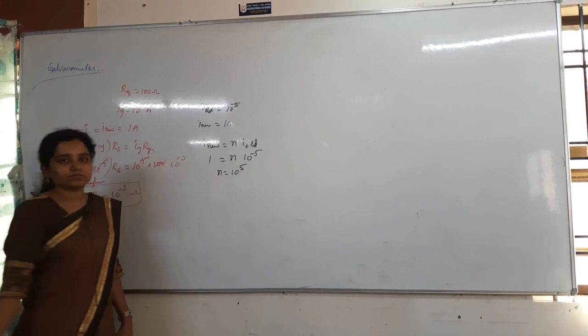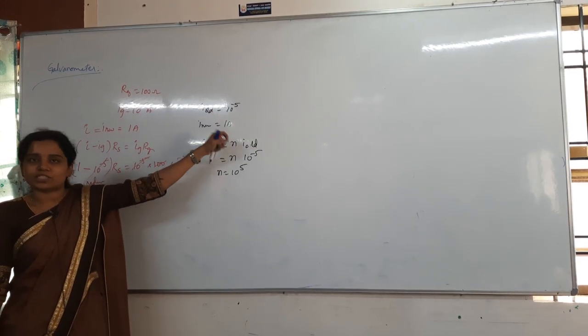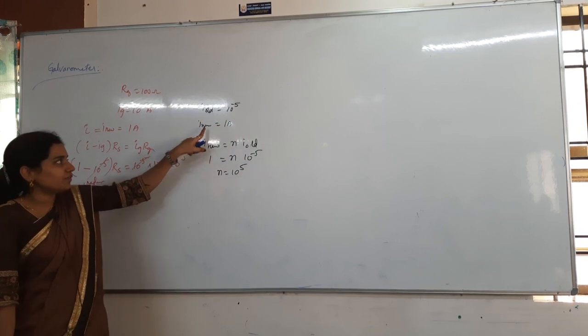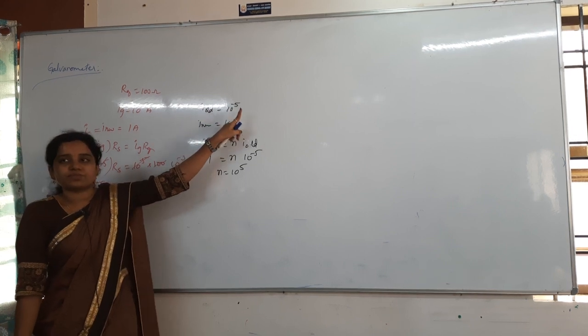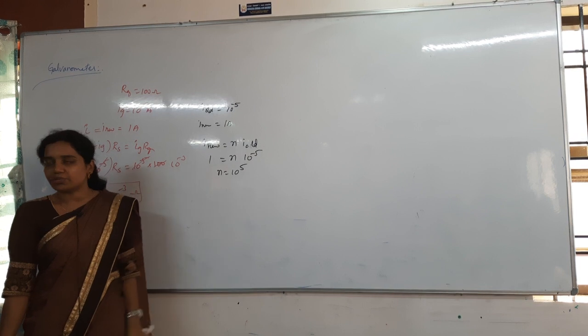Then n is equal to how much? 10 power 5. You need not do this much also. By seeing itself you can say that. Okay, for the explanation I am just writing this much. No need to do that much. By seeing itself only you can say that I new is equal to 1 ampere, I volt is 10 power minus 5, so n value will be how much? Nothing but 10 power 5.